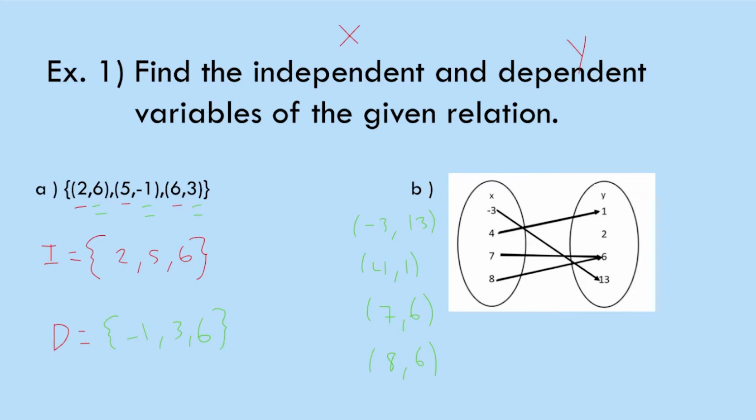But we're going to go ahead and list our independent. We said independent, what letter again? Independent is the X. So I'm going to open up my set. I'm going to put all the X values in order from least to greatest and not repeat the numbers. So -3, 4, 7, 8.